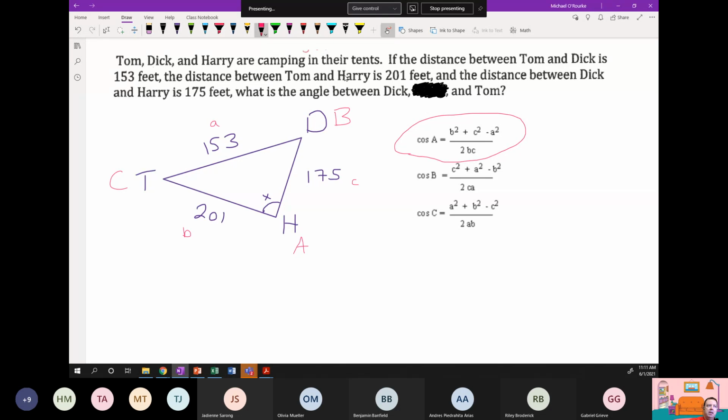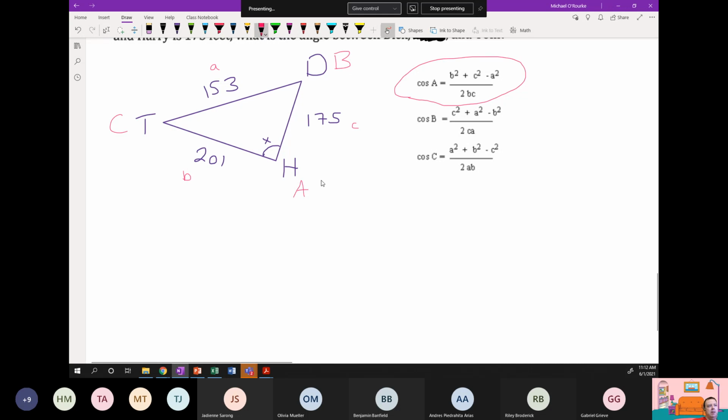Do you understand how I went back and relabeled it to fit how we learned it? Does that make sense to everyone? I labeled A, B, C, knowing that I'm really finding this one, which is my answer there. So it fits how we learned it before. So I'm going to let you guys set this up. So cos A equals, I want you to fill in your numbers here using this equation. Okay?